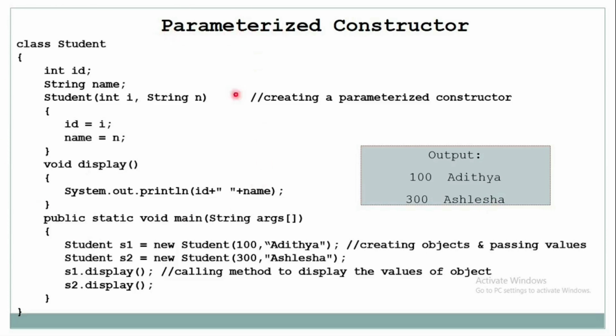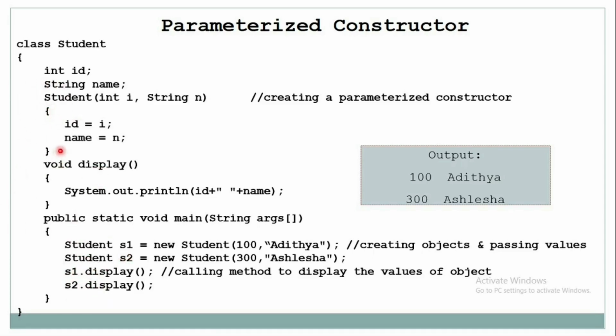This program just demonstrates the parameterized constructor. Whenever I create an object, we pass the parameters, and this constructor is used to initialize the data members, and I can just display the values. As you can see, explicitly I have not called the constructor. I'm just calling the methods here, s1.display and s2.display, but I'm not calling this constructor.